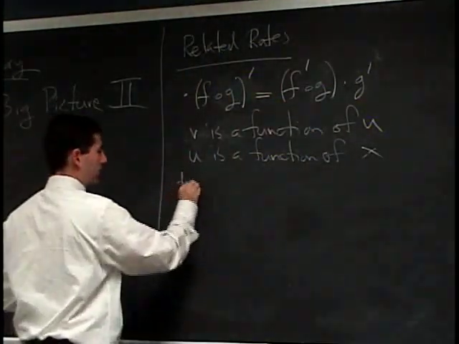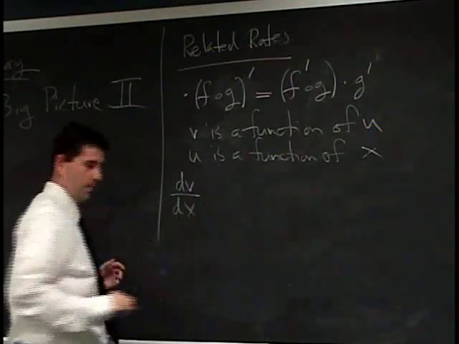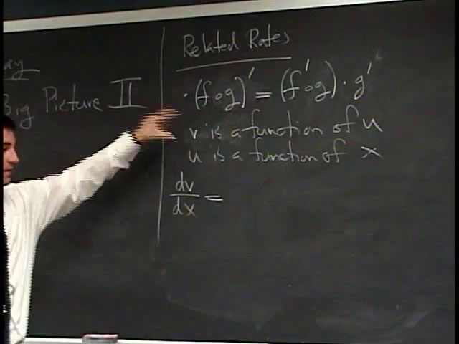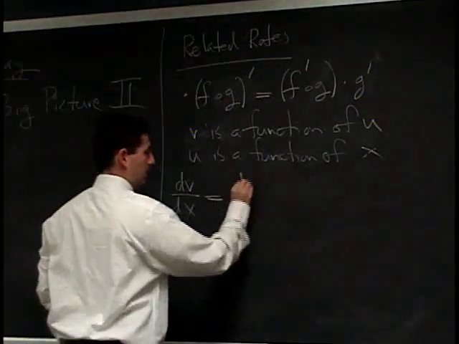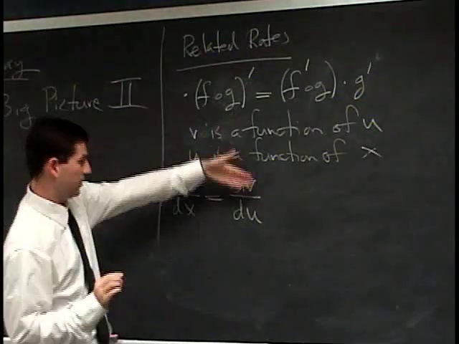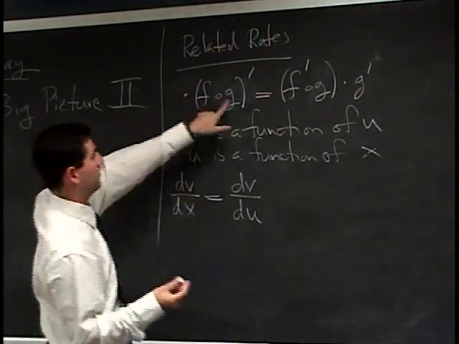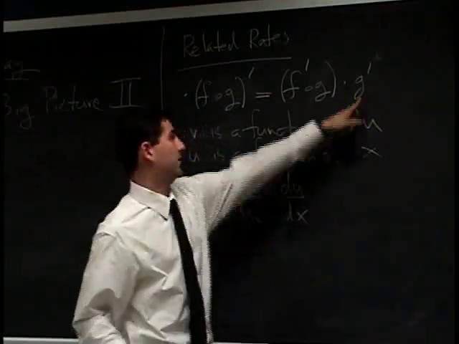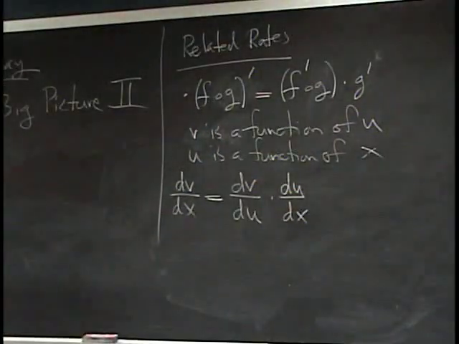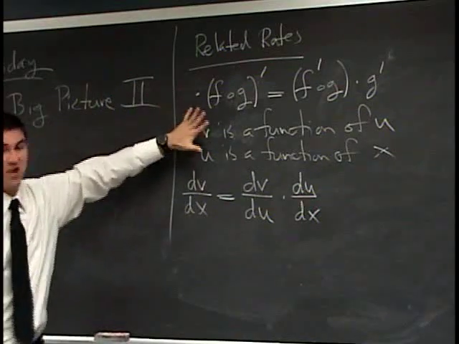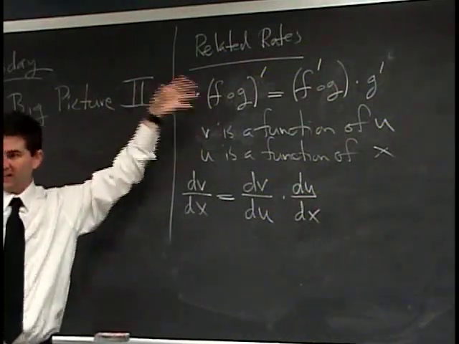And if you want to know the derivative of the function v with respect to x, then the chain rule says that the derivative of this is going to be the product of the derivatives. It's going to be the derivative of v with respect to u. Right? So you evaluate the derivative of v and evaluate it at u. That's the same thing as we did up here. Times the derivative of u with respect to x. Right? That's the g prime up here. Okay. So this is a generalized example of what we mean by related rates.